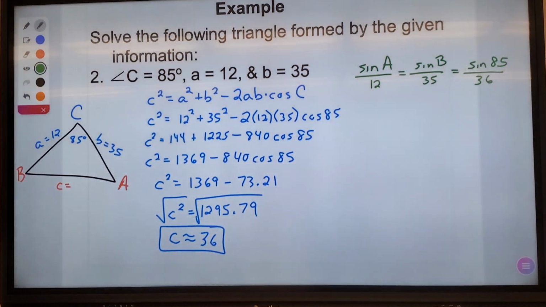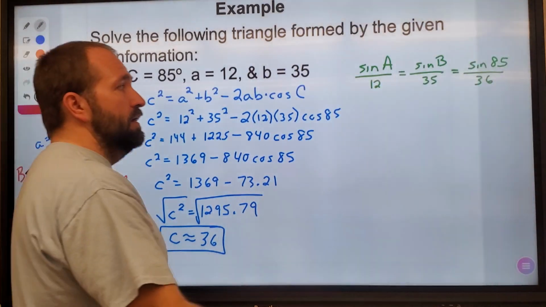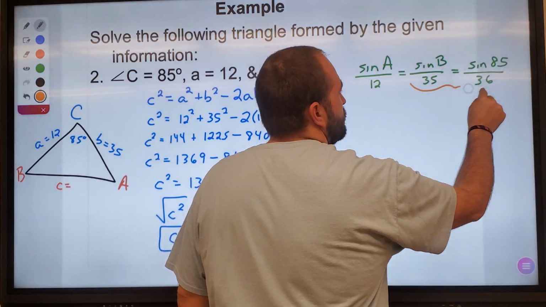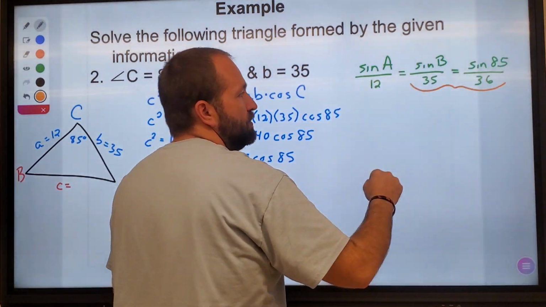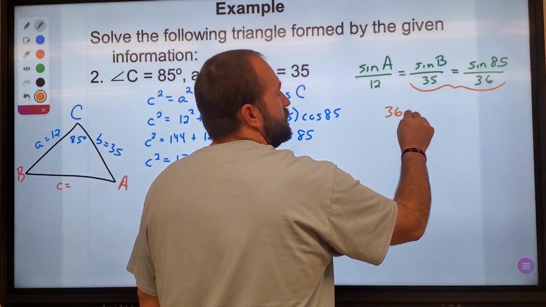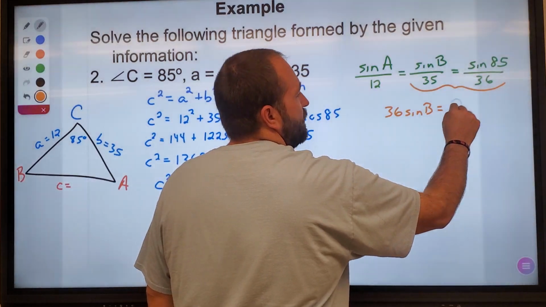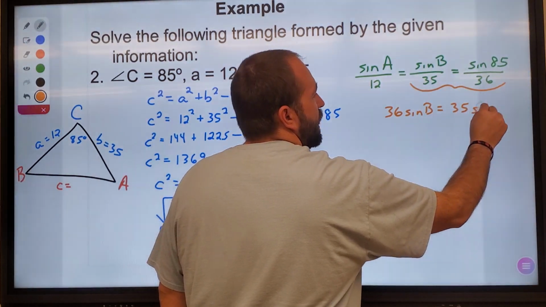Okay, and again, you get to pick which two you work with. Again, we're going to use that one that's completely filled out, so the last one here. And we can use either A or B. Again, for the purpose of the fact that they are right next to each other, we'll just use those two here. And we're going to cross multiply. So I have 36 times sine of B is equal to 35 times sine of 85.